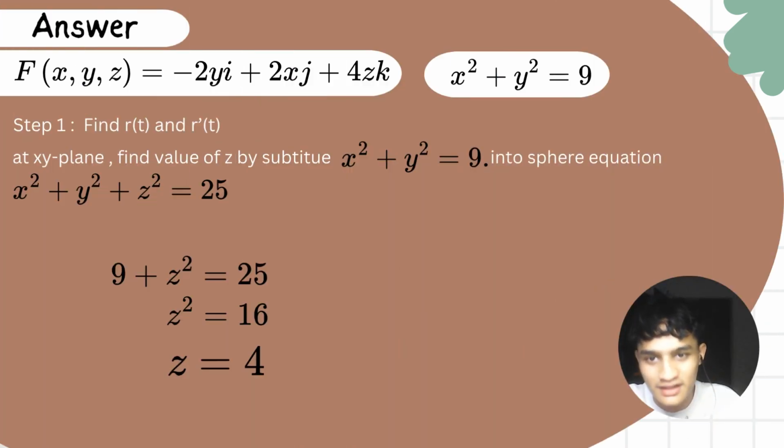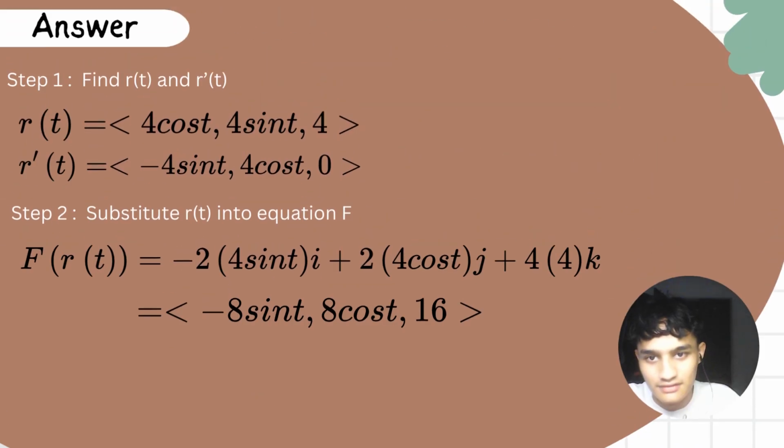Step 1, we find r(t) and r prime(t) at the xy plane. So we substitute the value of x square plus y square equal to 9 into the sphere equation. So we get z equal to 4, which is the radius of the circle on the xy plane region R. Region R on the xy plane. Okay, we continue step 1, which is r, we get 4.